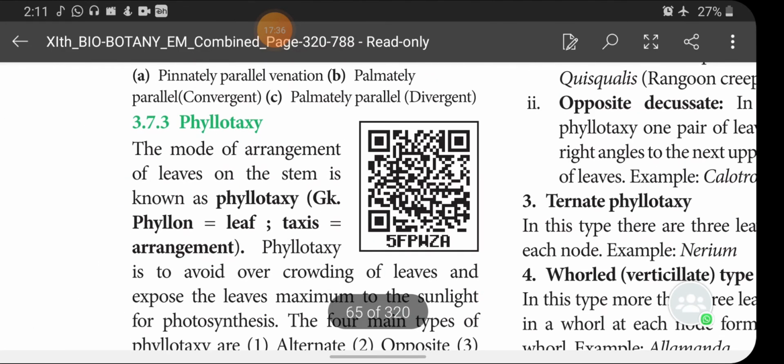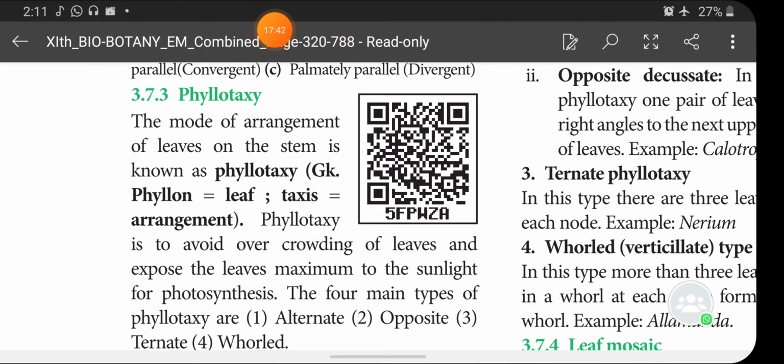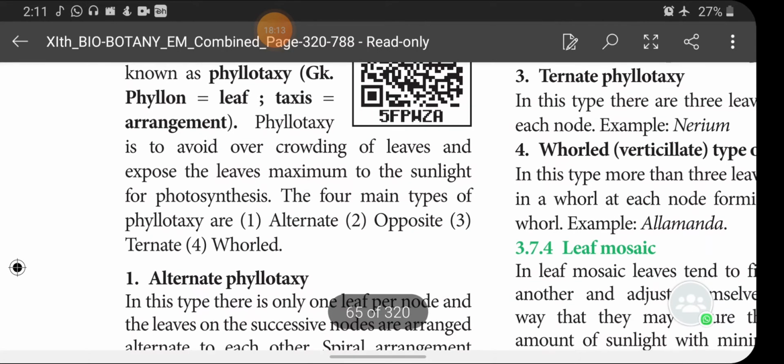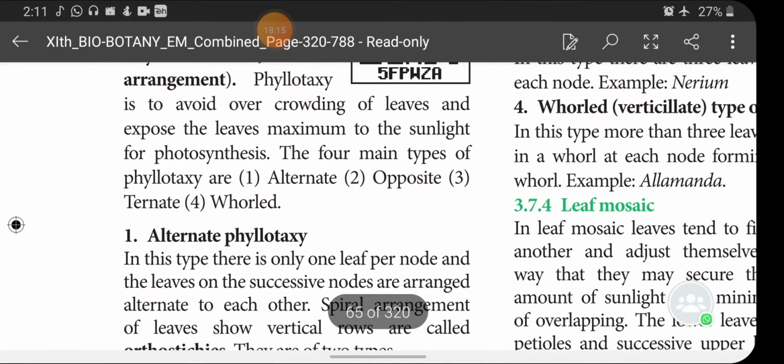Okay. Next, phyllotaxy. What is phyllotaxy? The mode of arrangement of leaves on the stem is called phyllotaxy. How the leaves are arranged on the stem, that is called what? Phyllotaxy. This is also another five mark question, very important. Phyllotaxy is to avoid overcrowding of leaves. What is the advantage of phyllotaxy? It avoids overcrowding of leaves and exposes the leaves maximally to the sunlight for photosynthesis. The four main types of phyllotaxy are alternate, opposite, ternate, whorled.